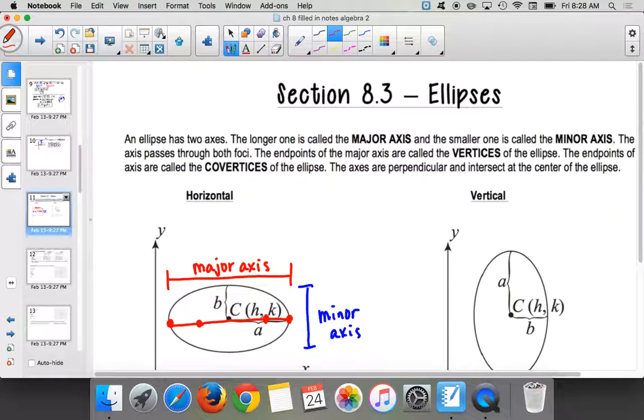And then the endpoints of the minor axis, so these endpoints, are called the co-vertices. It just helps us basically sketch in that ellipse so we know how wide it is. Okay, and then the axes are perpendicular and they intersect at the center of the ellipse. So when I said it goes through 4 points, it actually goes through 5 points, right? It goes through that center as well. So along the longer axis, you're going to have 5 points drawn in. Okay, so same thing for the vertical.